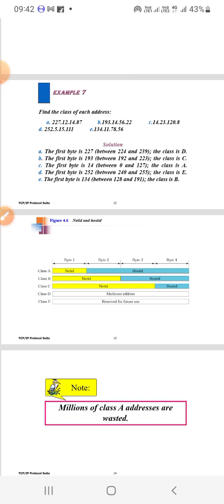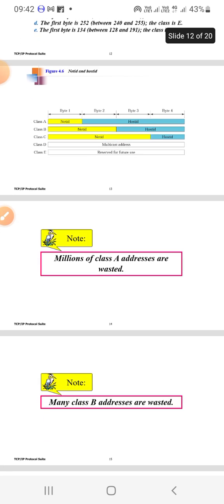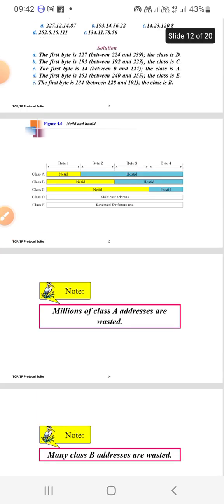In class A, the first byte is used for network ID and the remaining 3 bytes are used for host ID. In class B, the first 2 bytes are used for network ID, the remaining 2 bytes for host ID. In class C, the first 3 bytes are used for network ID, the remaining byte for host ID. Class D is used for multicasting. Class E is used for research purposes. Millions of class E addresses are wasted.